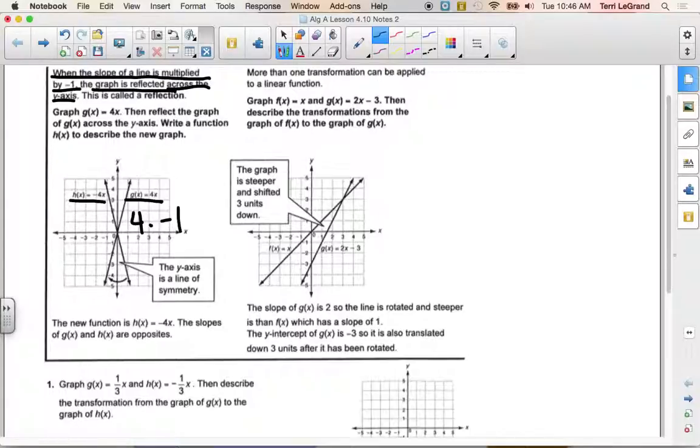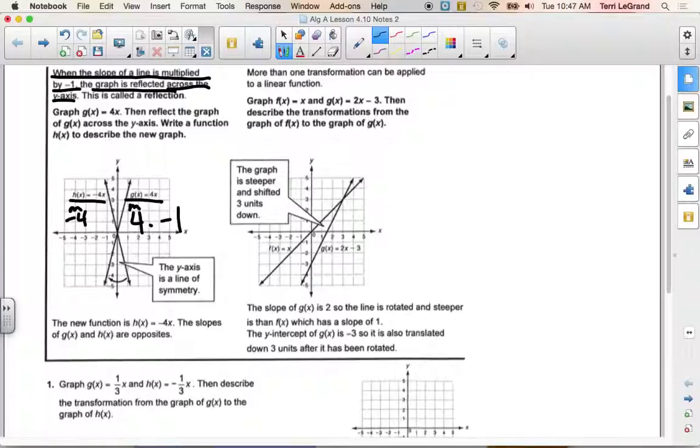So notice, the slope of g of x is 4. What's the slope of h of x? -4. Did its y-intercept change? So its y-intercept didn't change. The only thing that happened is the slope changed to its opposite, or in other words, it's the opposite sign. What's most important is it's its opposite. And in opposites, they have opposite signs, don't they?